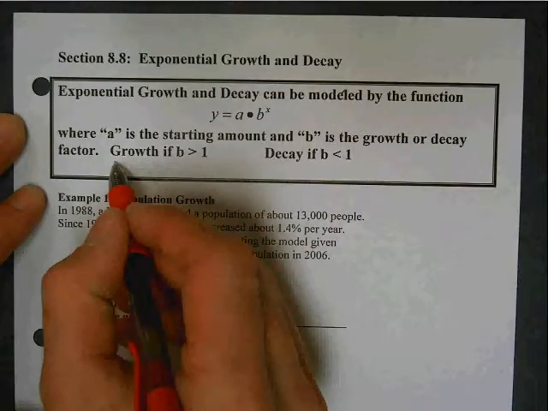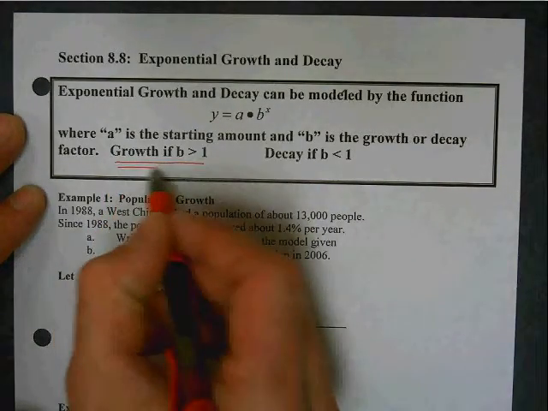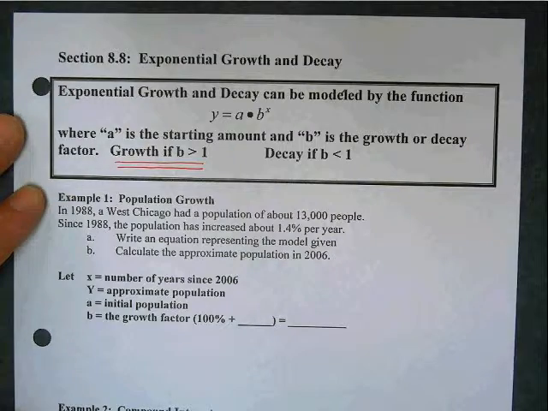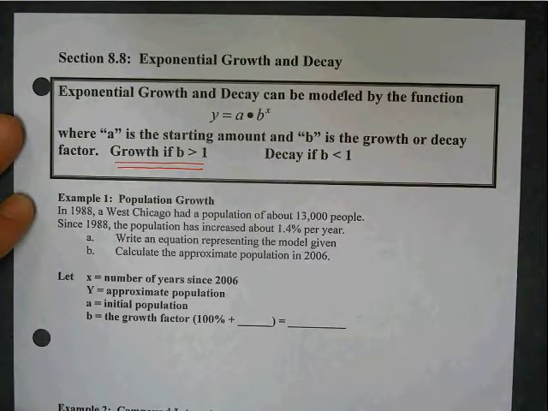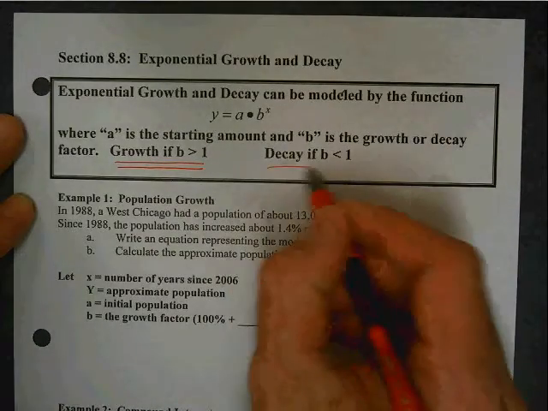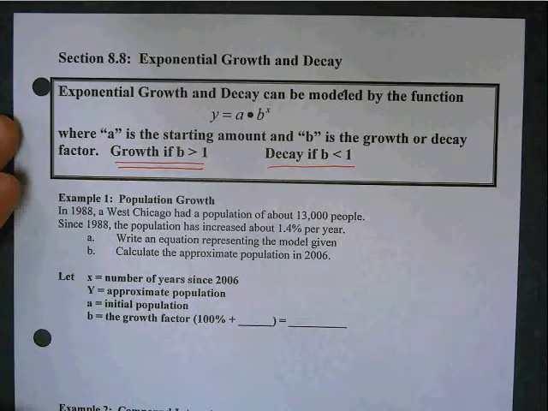This is going to be a factor later. If the number b is greater than 1, that means the population or the money or the bacteria or the insects or whatever are going to increase. If that's less than 1, then that means our population is going to decrease. Now think with me of something.